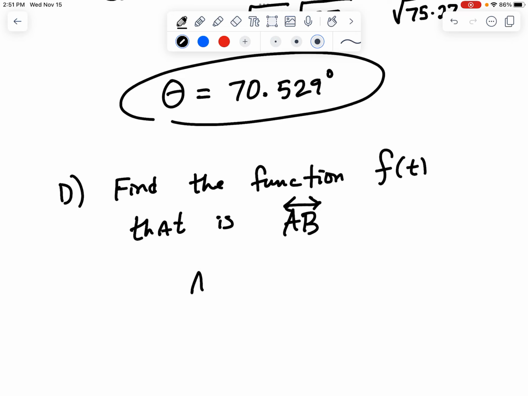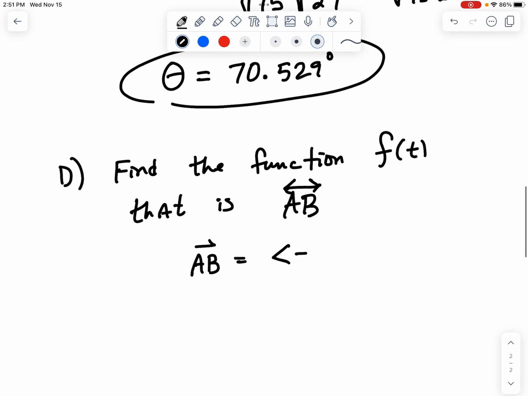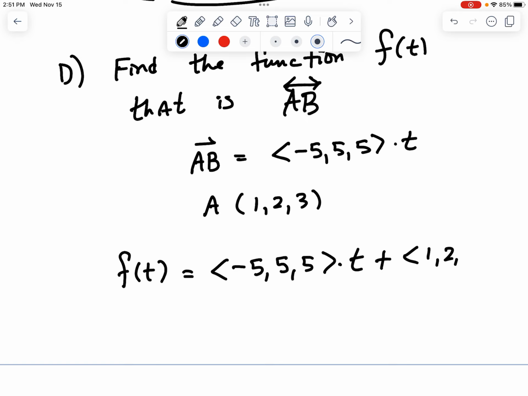So you just have to take the vector AB, which was the -5, 5, 5. And then you also need a point, and it could be either A or B. I'm going to use A. And then just multiply the vector by a t and then add the point. So the function is going to be, take the vector -5, 5, 5 times t, and then add, and then you change the point into a vector, 1, 2, 3.